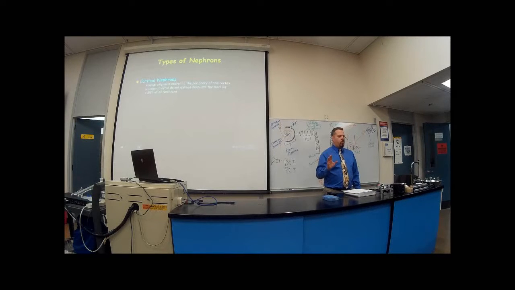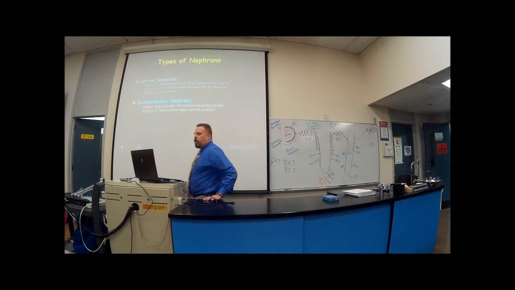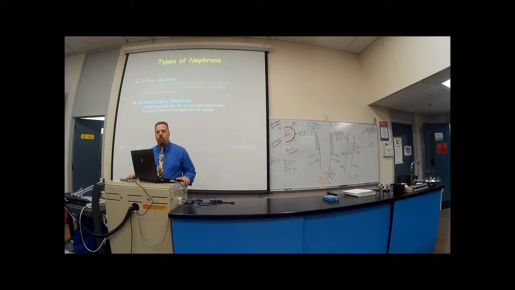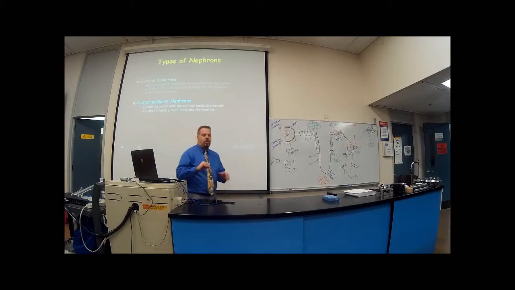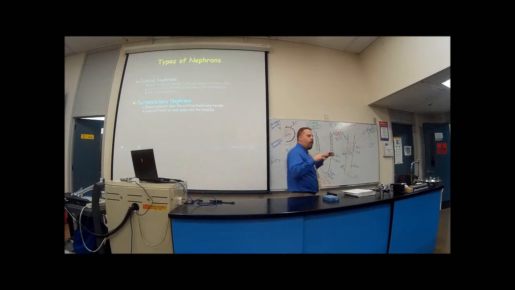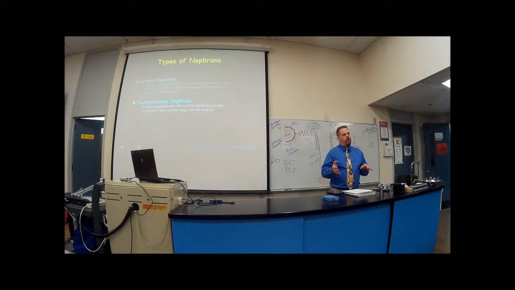The picture will make more sense, all right? 85% of our nephrons are like this. Then we have the juxtamedullary nephrons. Juxta is just a fancy word for near. So what they're saying here is these are nephrons that are located near the medulla, okay?